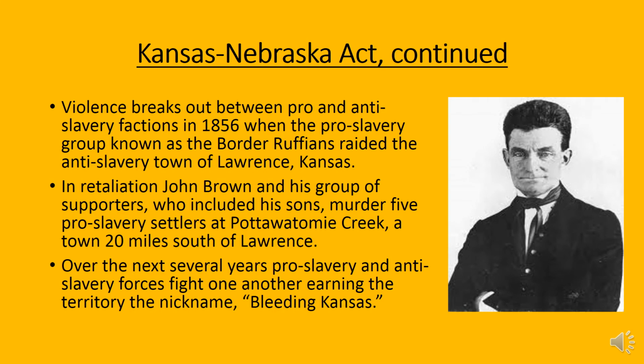So this sets the stage for an outbreak of violence in Kansas. Violence breaks out between pro and anti-slavery factions in 1856. It first starts when a group known as the Border Ruffians, a pro-slavery group from Missouri, raid the anti-slavery town of Lawrence, Kansas, which is very near to Lecompton. They burn parts of Lawrence to the ground.